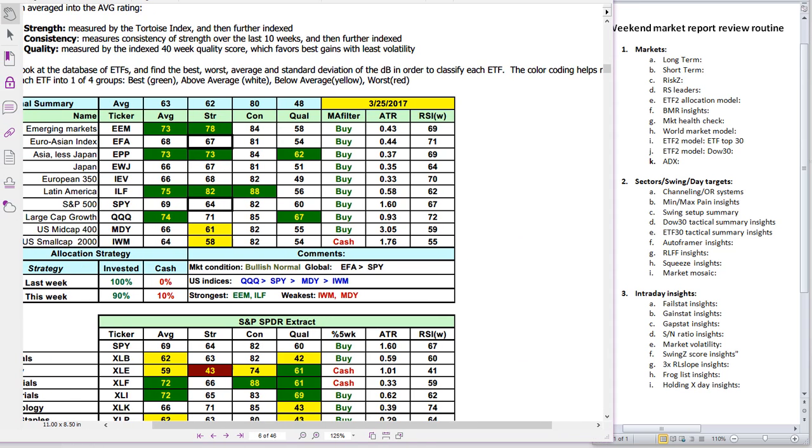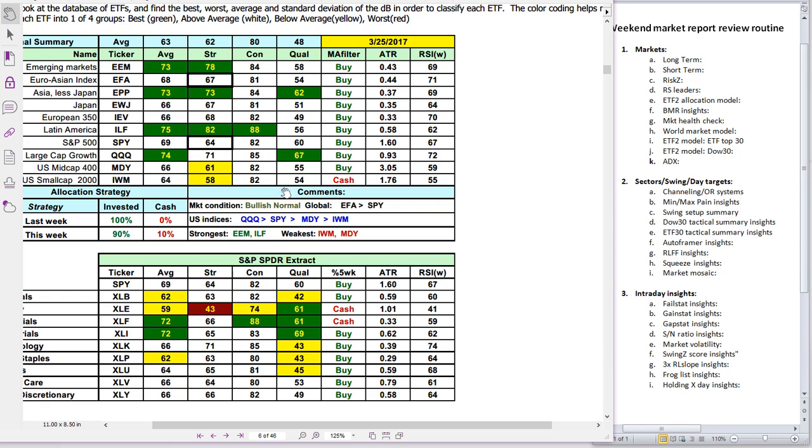I look at the indices here. First, 9 out of 10 are on buy signals, so we're at 90 and 10 in terms of allocation. The EFA, the global, at 67 is better than the U.S. at 64. So I'm looking globally now for opportunities. Inside the U.S., 4 indexes, it's the tech at 71, S&P at 64, then mid caps, then small caps. The 2 strongest sectors are emerging markets in Latin America. The 2 weakest sectors are the U.S. mids and smalls.